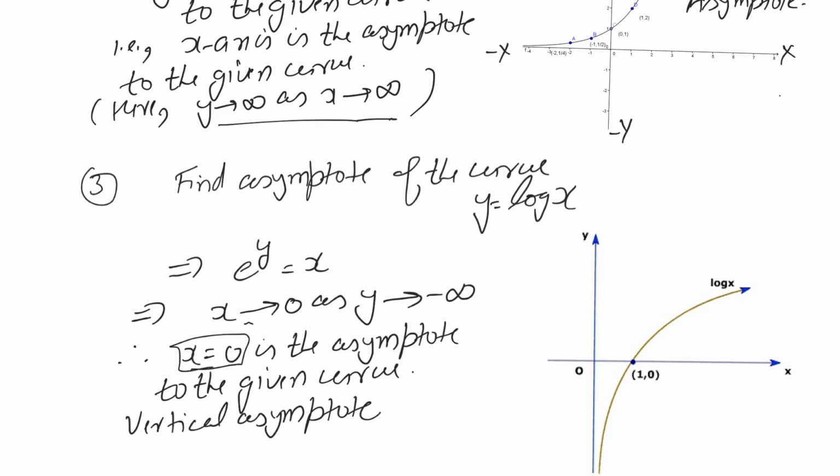Here we see as y is approaching minus infinity, so this is minus y and this is minus infinity, x of the curve is becoming 0. So therefore this line, which is the y-axis, is the asymptote to the curve y is equal to log x, and this asymptote is the vertical asymptote.